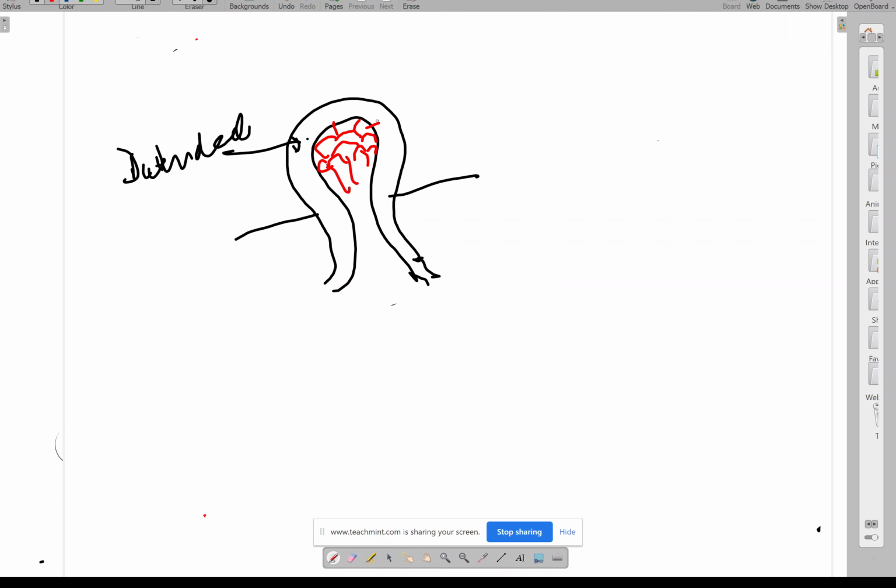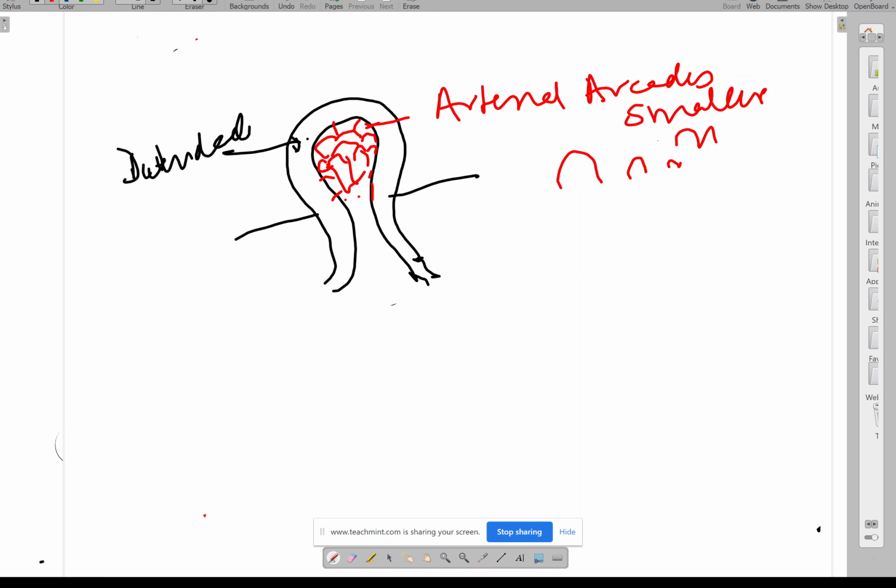You are seeing these arterial arcades in the mesentery, okay? As you move distal, the arterial arcades will become smaller. If it was this size, it will become this size, then it will become this size. Arterial arcades become smaller as you move distal. So you go to the obstruction site.